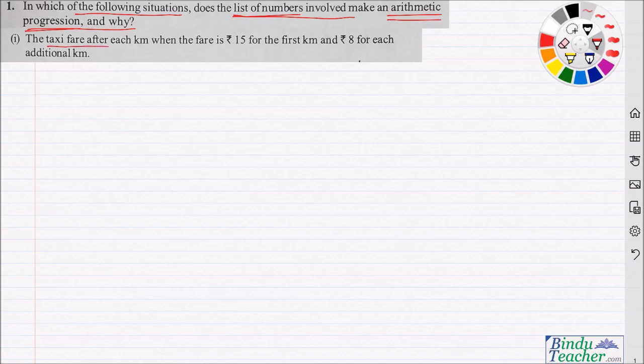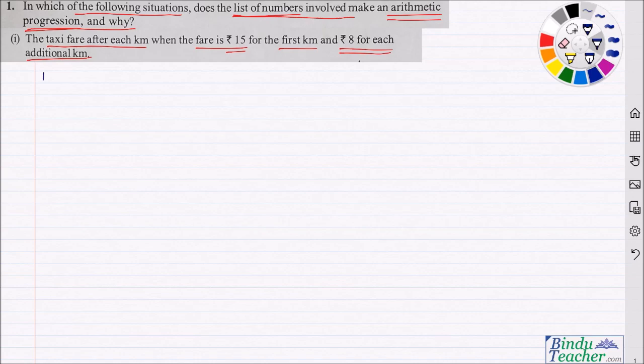The taxi fare after each kilometer, when the fare is rupees 15 for the first kilometer and rupees 8 for each additional kilometer. So what it says is that the fare is rupees 15 for the first kilometer and that is fixed. From the second kilometer onwards, it is rupees 8 for each additional kilometer. So let's write down what we can understand from this question.